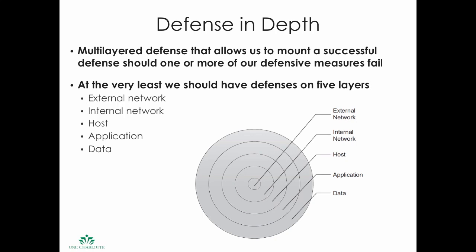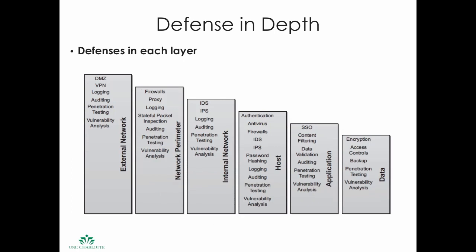A host layer, which consists of the computers that are running the applications. The application layer, which consists of the software that manipulates our data. And finally, the data layer, which is an attacker's ultimate target, and it includes our databases and documents, etc. This slide shows the possible defenses in each of these layers.